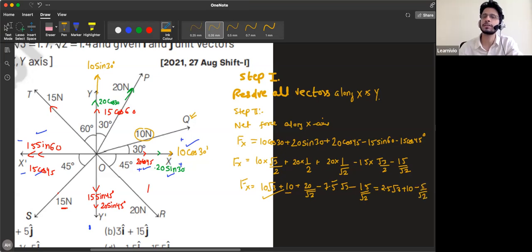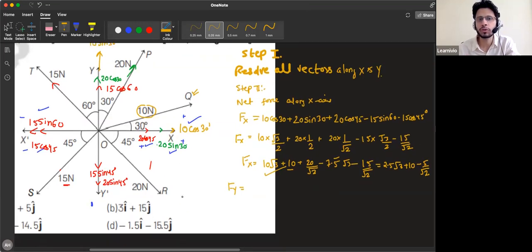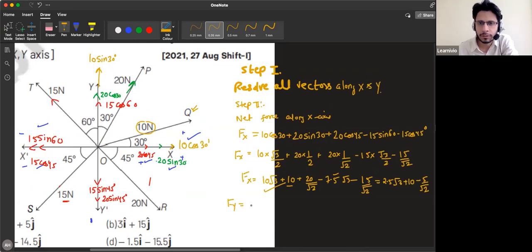This is force along x-axis. Similarly, you can calculate force along y-axis. So Safullah, just tell me what will be the value of force along y-axis. 10 sin 30, very good. So this will be positive. So that's 10 sin 30, right? Plus then 20 cos 30, very good. Plus then 15 cos 60, good. Minus 15 sin 45. And minus 20 sin 45.